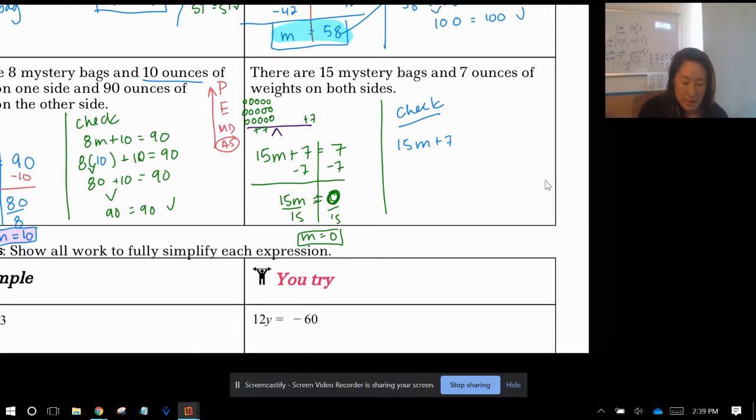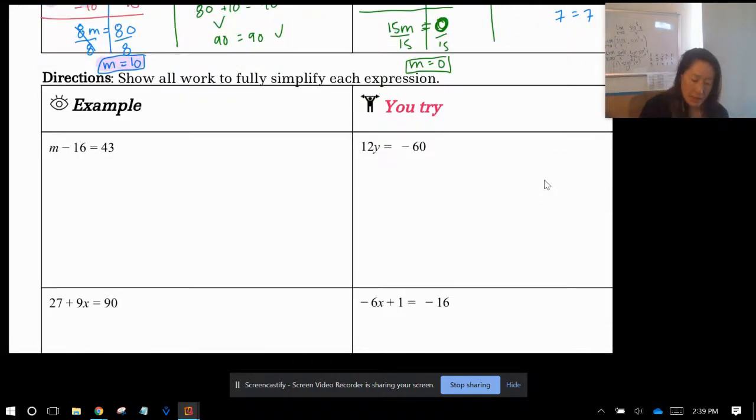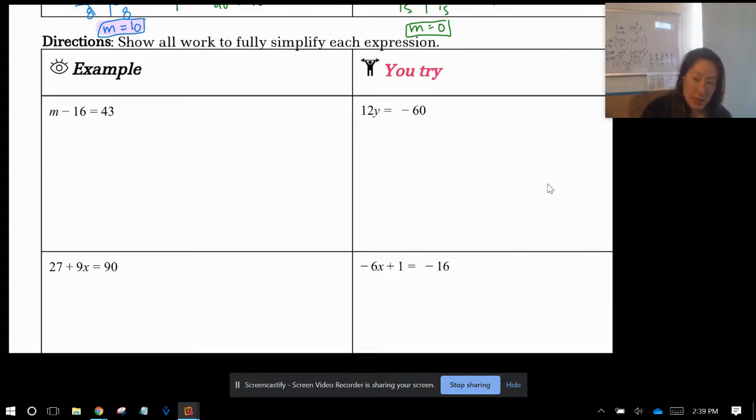15m plus 7 is equal to 7. So 15 times 0 plus 7 is equal to 7. I get 15 times 0 is 0, so I get 7 is equal to 7. It's just the weights that I added to both sides that made it balance, because there was nothing in those bags. Okay? All right, so we're just going to straight solve some of these equations.